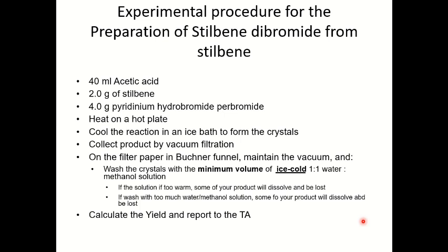Okay, the experimental procedure now. First, we are going to need 40 milliliters of acetic acid, 2 grams of stilbene, and 4 grams of pyridinium hydrobromide perbromide. Heat on a hot plate, cool the reaction in an ice bath to form the crystals, and collect the product by vacuum filtration on a filter paper in a Buchner funnel.